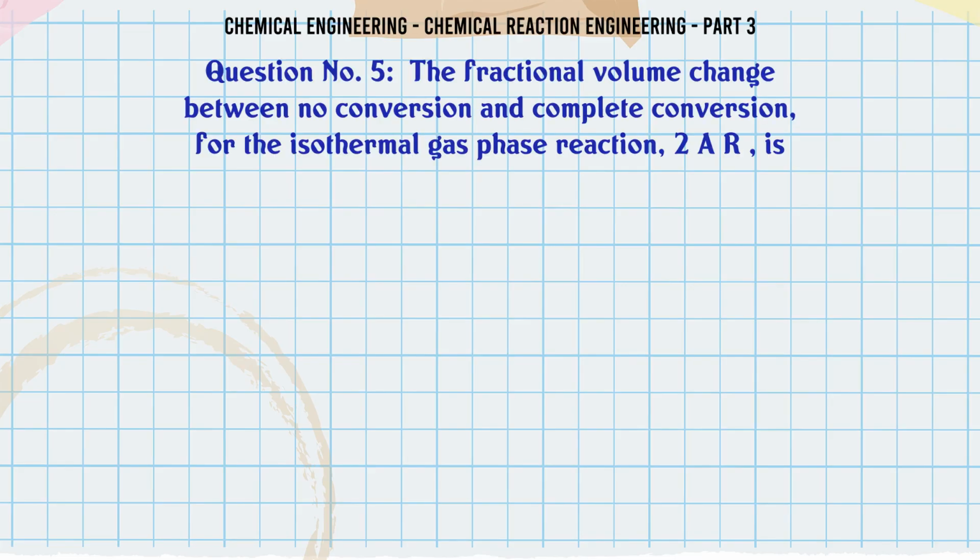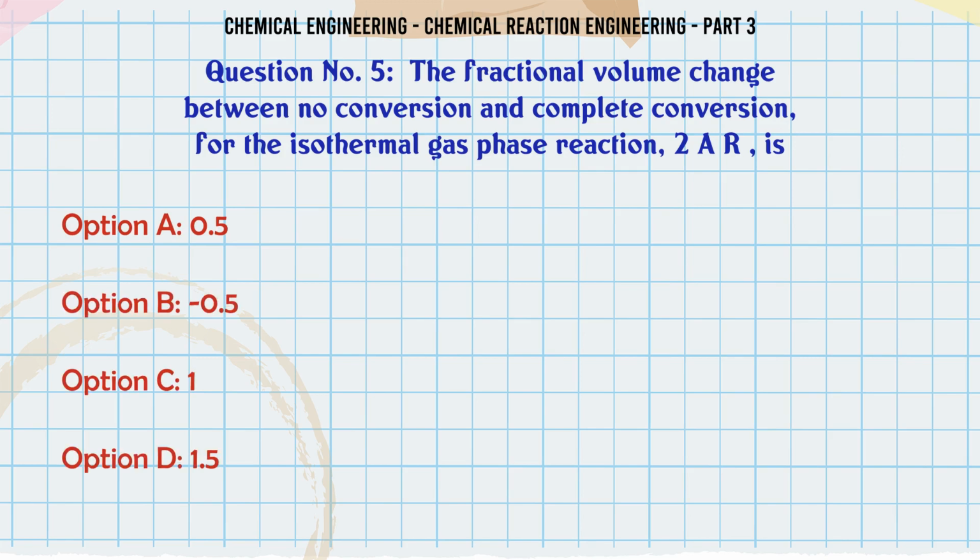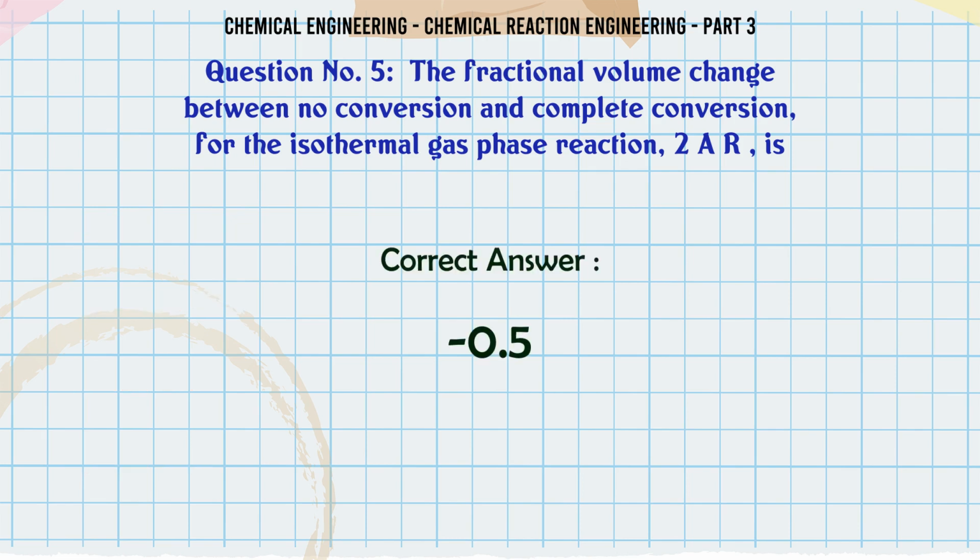The fractional volume change between no conversion and complete conversion for the isothermal gas phase reaction 2A to R is: A. minus 0.5, B. 0.5, C. 1, D. 1.5. The correct answer is 0.5.